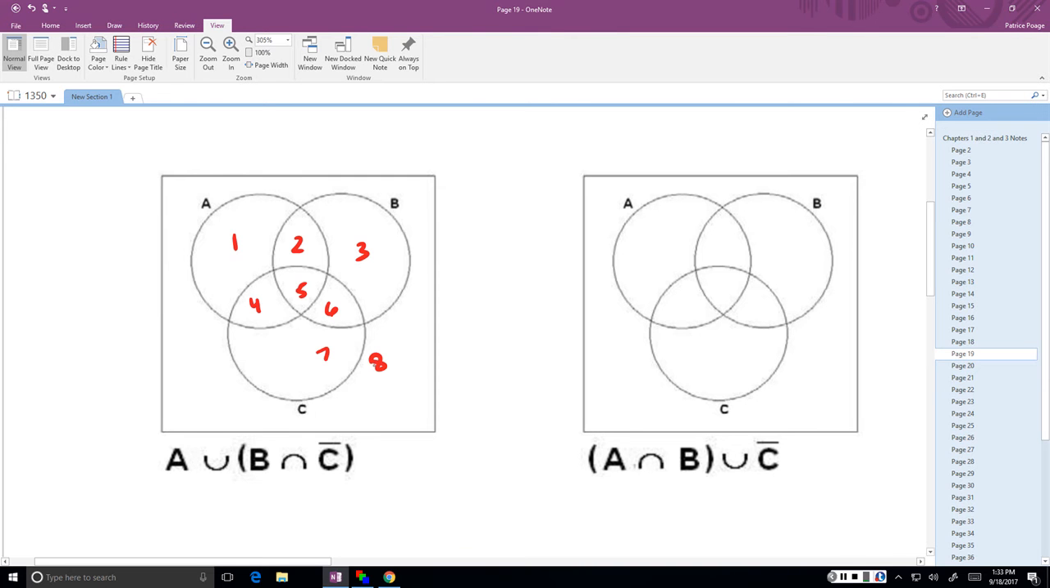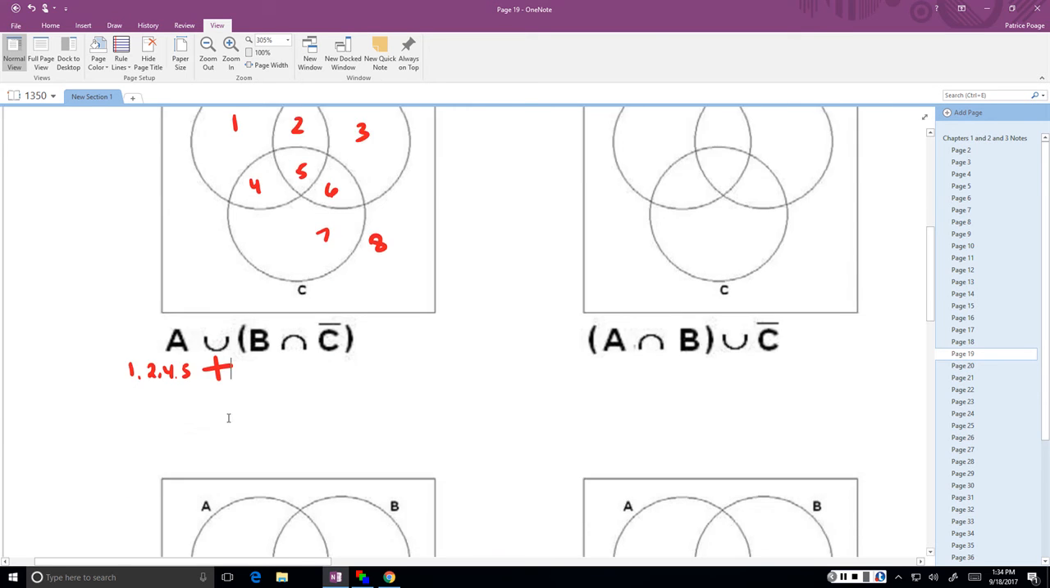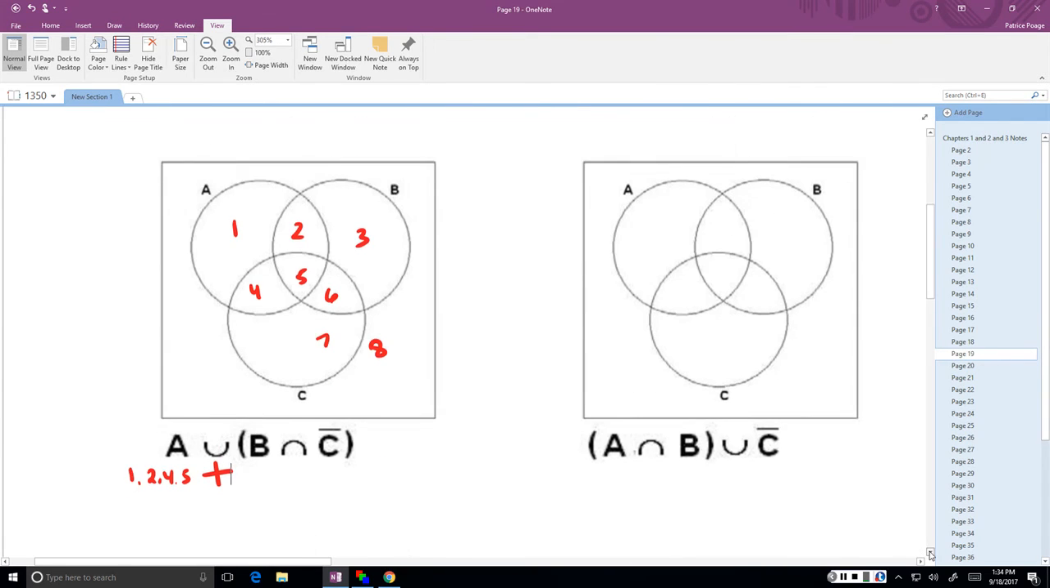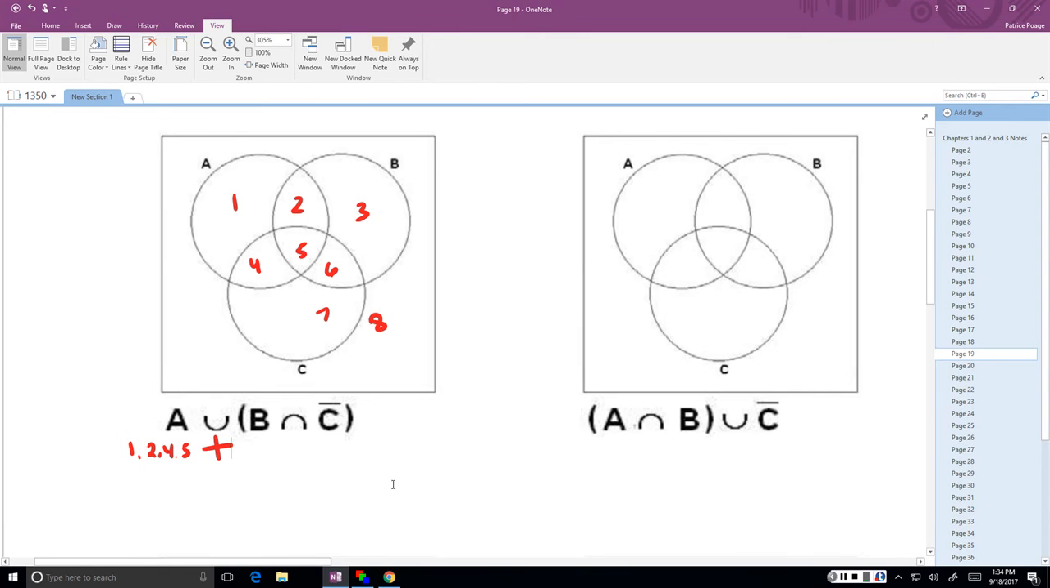Okay. Down here, our main operation is union. That means plus. On the left side is A. So in circle A, I have 1, 2, 4, 5. So I'm going to write 1, 2, 4, 5 right there. On the right side of that, we have B intersects C complement. So if I said that in words, that means it's in B and not in C. So if it's in circle B, we've narrowed it down to these 4 numbers right there, 2, 3, 5, 6.